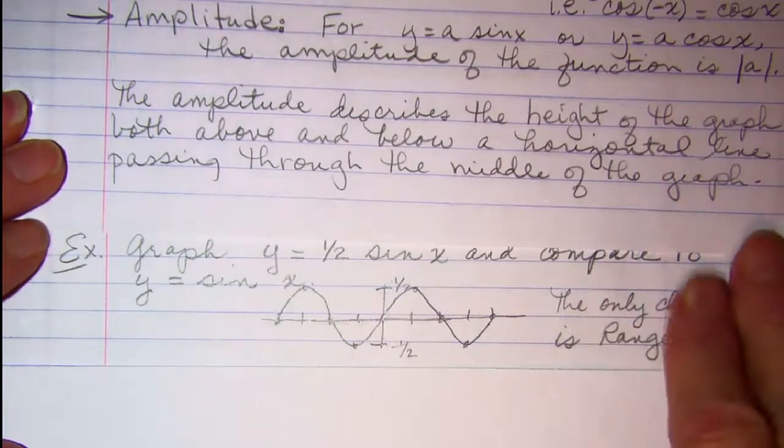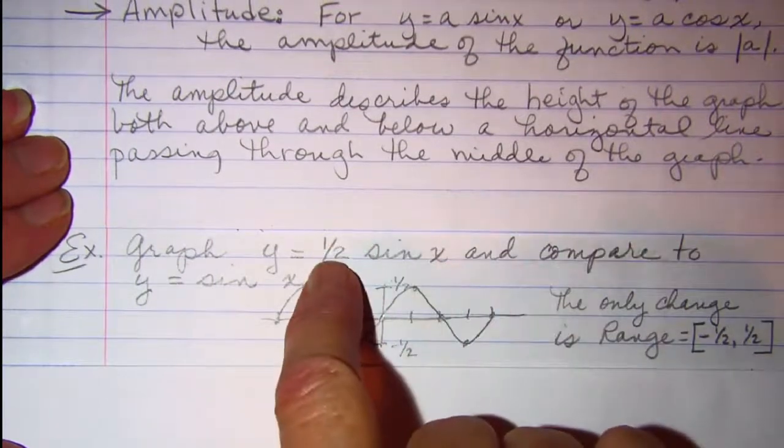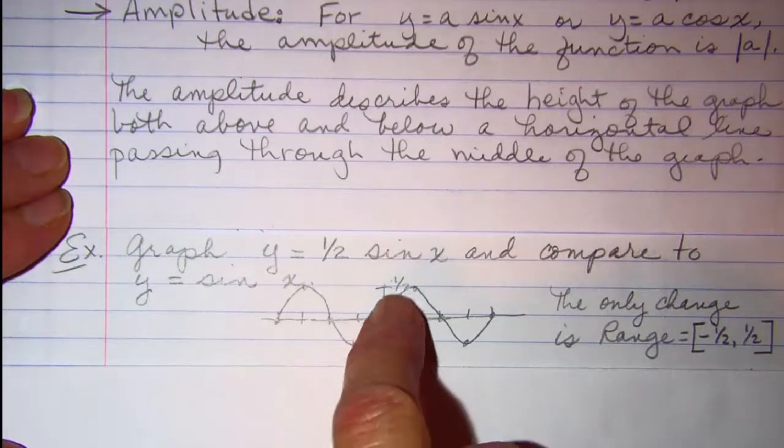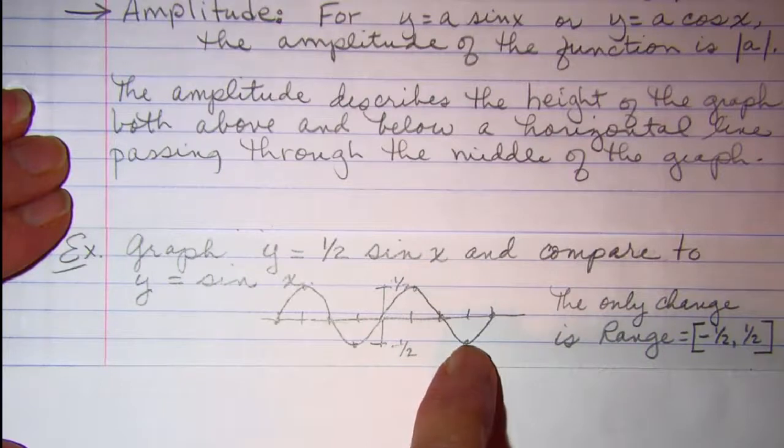So since this is 1/2 amplitude, then I only go up to a positive 1/2 and then down to a negative 1/2.